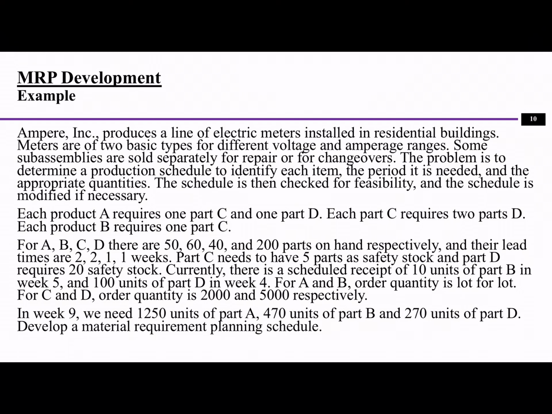All right, now we come to the important information. It says each product A requires one part C and one part D. So product A is basically the final product. A requires one C and one D. So basically, we can start to draw a little bit of the tree, right? One C and one D. And each part C requires two parts D.